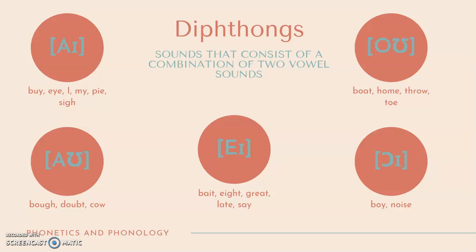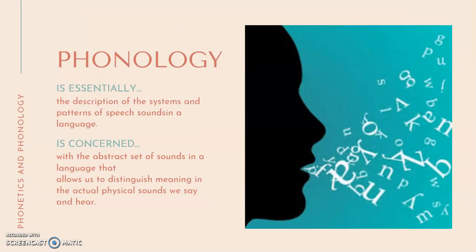Then we have diphthongs, sounds that consist of a combination of two vowel sounds, such as "eye", like by, my, pie, sigh. "Ow", like bow, doll, cow. "Ay", like bait, great, late, say. "Oh", like boat, home, throw, tow. And "oi", like boy, noise.